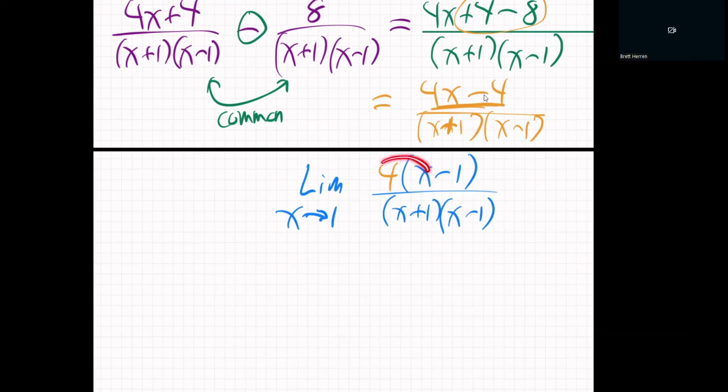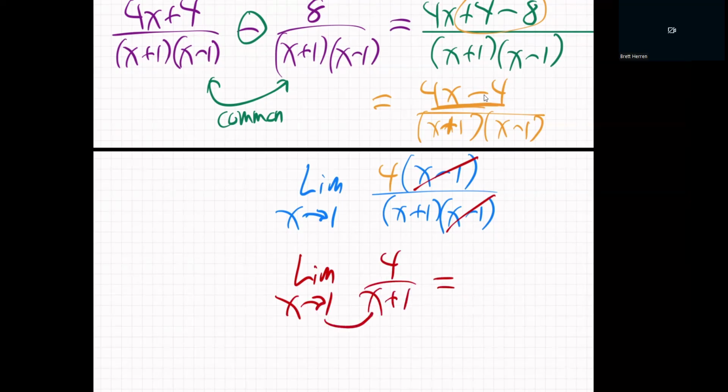You see that? So that's 4 times x minus 1. Now that's going to take care of the problem, because that was what was making the 0 over 0. If you plug in 1 there, that's 0, that's 0. That was what was causing the problem. Now we have the limit as x goes to 1 of just 4 over x plus 1. Now you can plug in the 1 and it won't cause a problem. 4 over 2, the answer is 2.